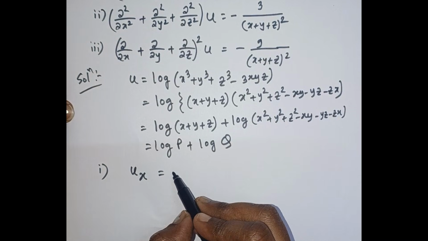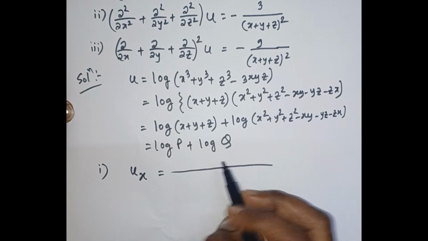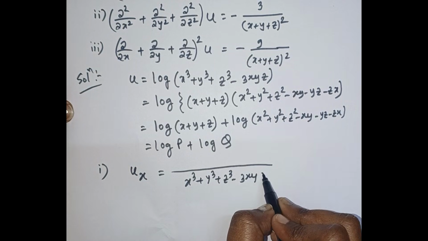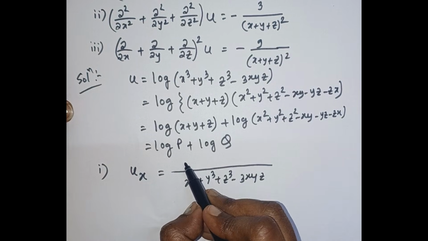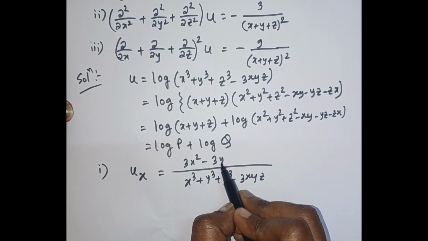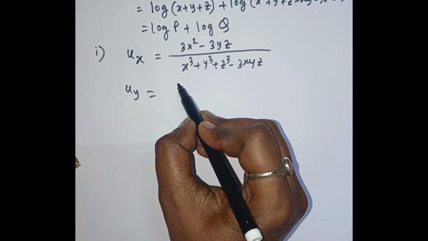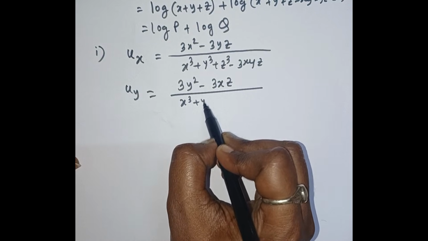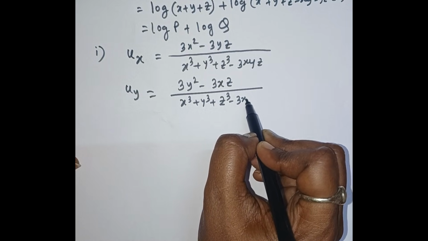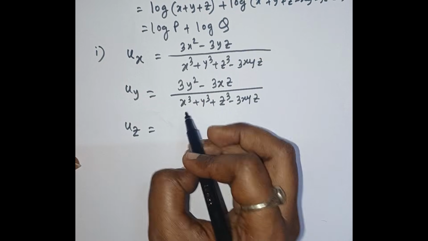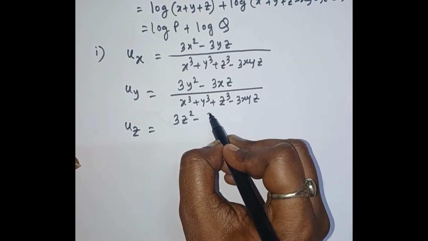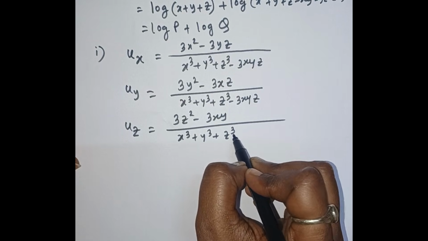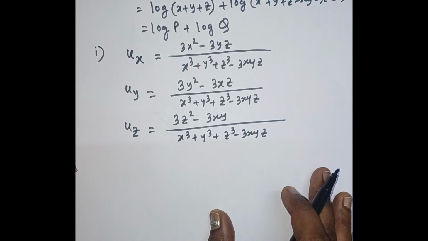Now we have to find del u del x, del u del y and del u del z, because the first part is the summation of these three. So when you differentiate with respect to x, u equal to log of x cube plus y cube plus z cube minus 3xyz gives us ux equal to 3x square minus 3yz by x cube plus y cube plus z cube minus 3xyz. Uy, similarly, equals 3y square minus 3xz by the same thing, and uz will be 3z square minus 3xy by x cube plus y cube plus z cube minus 3xyz, because u is a symmetric function in x, y, z.